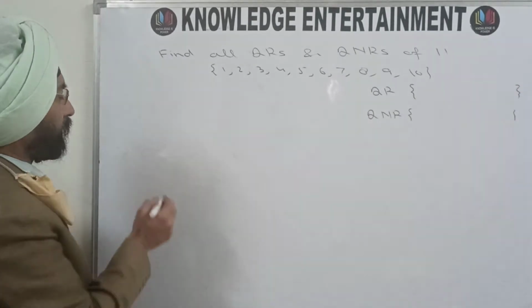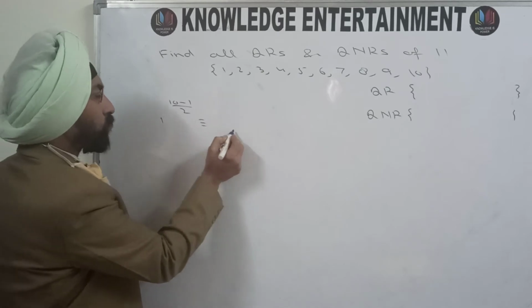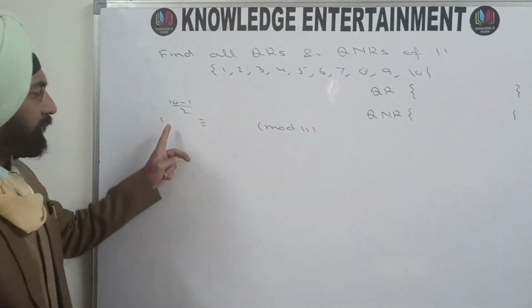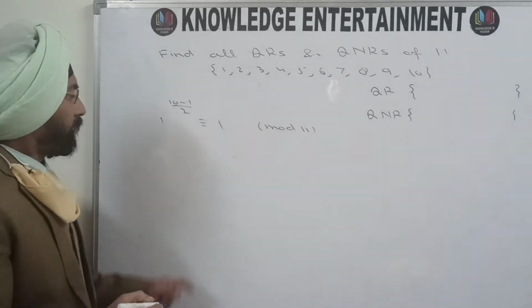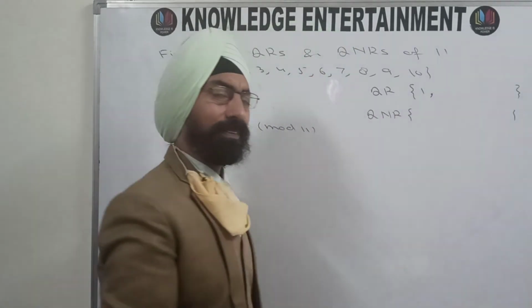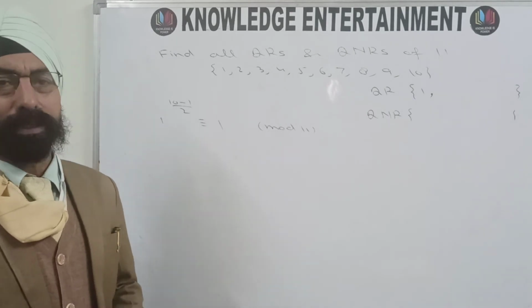This 1 raised to the power (11 minus 1) by 2 is congruent to what, modulo 11? This is obviously 1. So it will be congruent to 1. No problem. So 1 is a quadratic residue, and it will always be. 1 will always be a quadratic residue modulo any odd prime number.